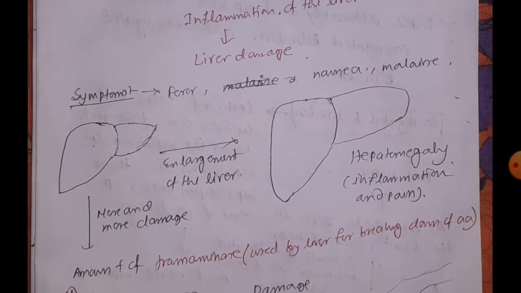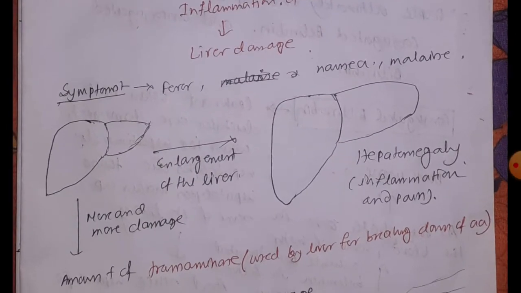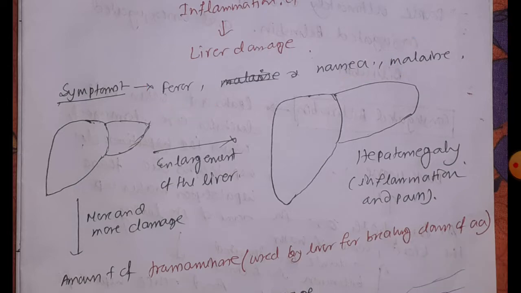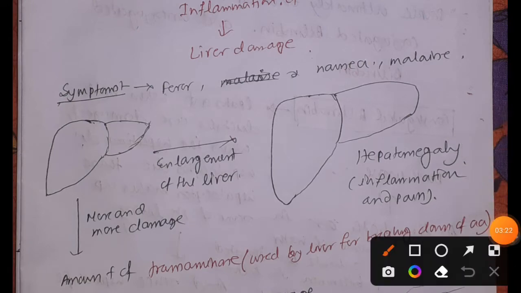so what kind of symptoms do we expect from that? So first of all, as it is a liver disease, we may expect nausea associated with fever, because our immune system is actively participating here along with malaise. Okay, so during this inflammation, enlargement of the liver will occur, that is known as hepatomegaly.